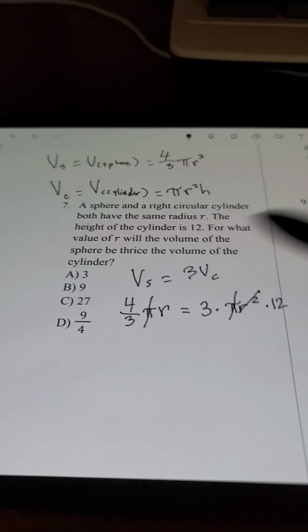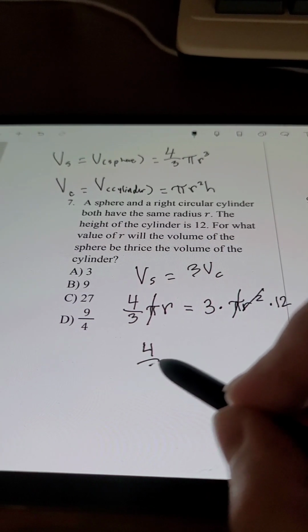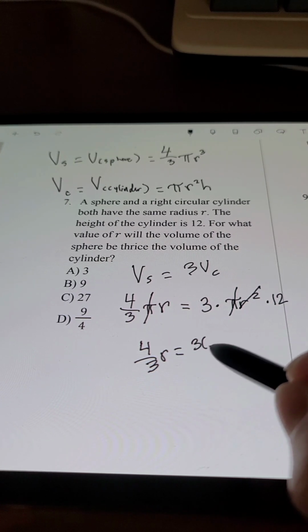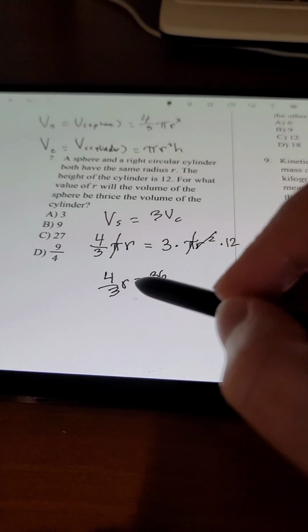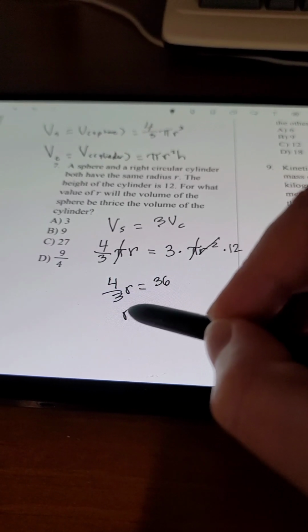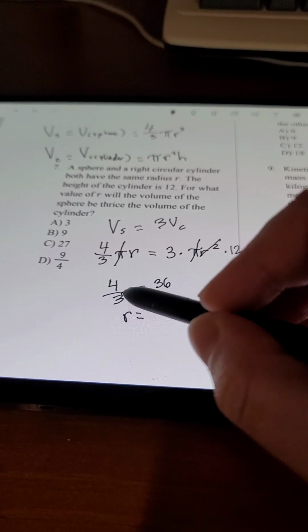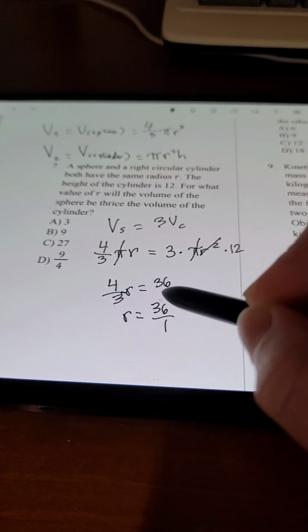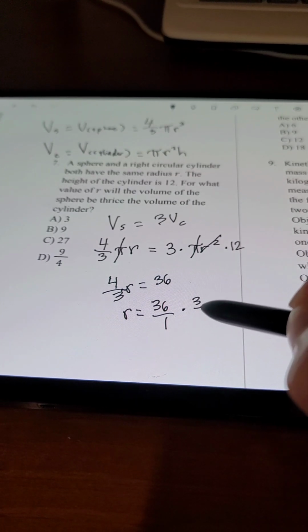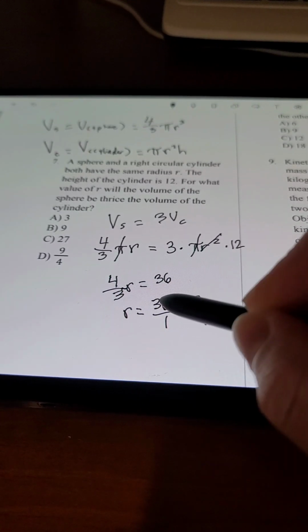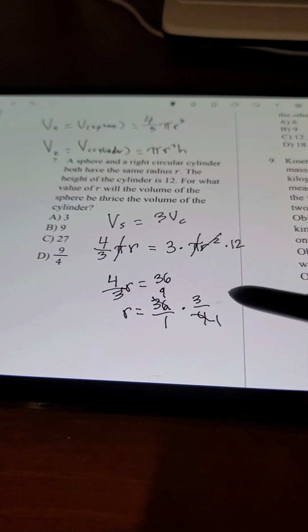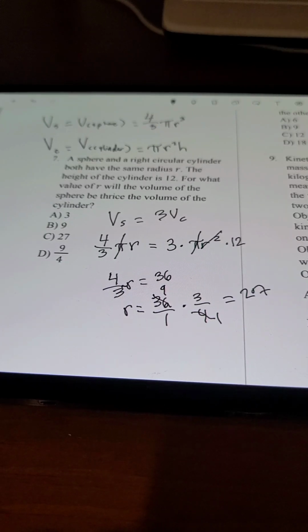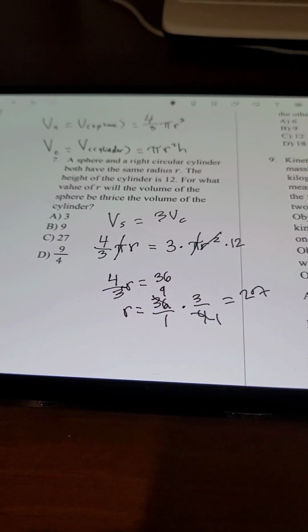So now I can say I have 4/3 r is equal to, 3 times 12 is going to be 36. So now I just need to solve for r, get r by itself by dividing by 4/3 on each side, which, remember, if you're dividing by a fraction, keep, change, flip, says that it's the same thing as multiplying by its reciprocal. So this is the same thing as having 36/1 times 3/4. 4 goes into 4 one time, it goes into 36 9 times, and then 9 times 3 is 27, 1 times 1 is 1, so 27/1 is just 27. So that would be our answer.